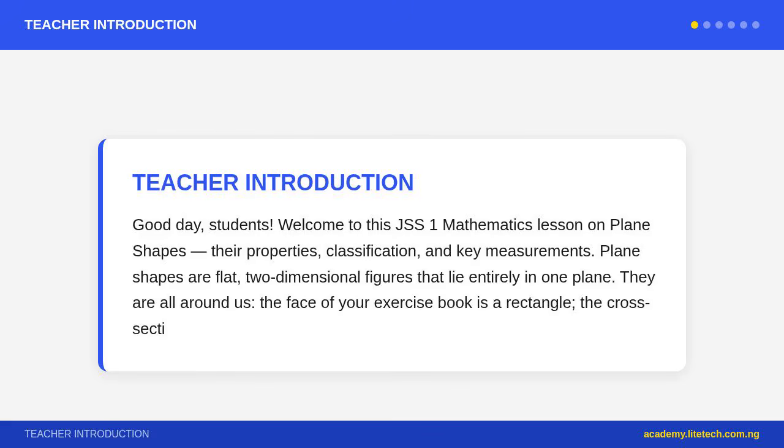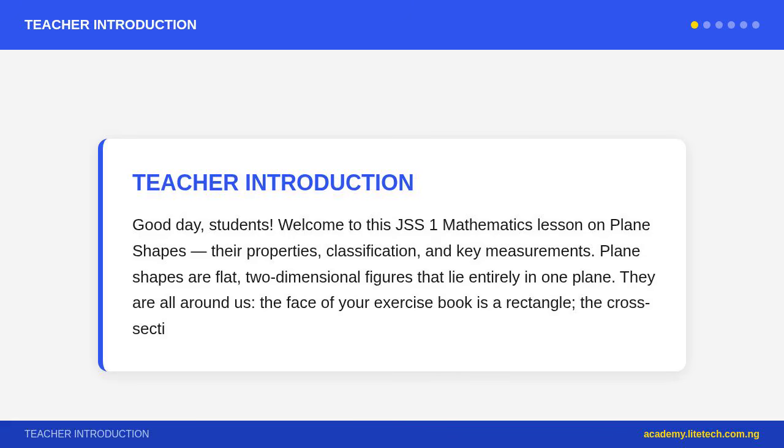By the end of this lesson, you will be able to identify and classify common plane shapes, state the key properties of each shape: sides, angles, diagonals, symmetry, compute perimeter and area, and apply your knowledge to real-life measurement problems. Let us begin. A plane shape, also called a 2D shape or flat shape, is any closed figure that can be drawn on a flat surface. It has length and width but no depth.